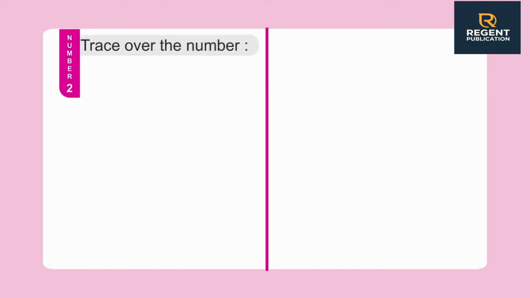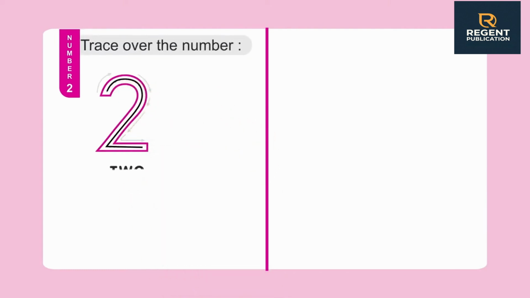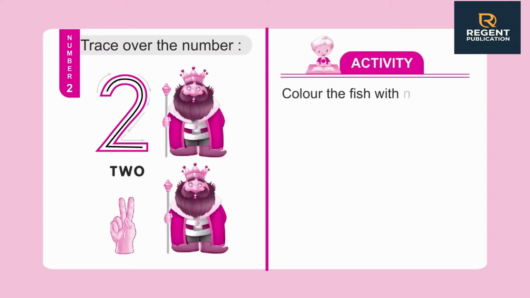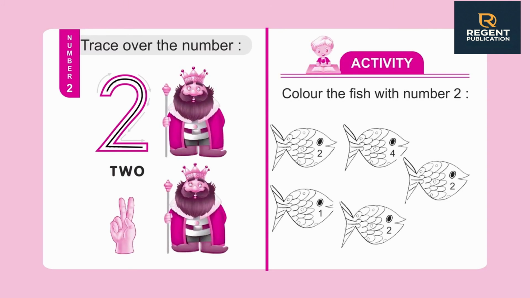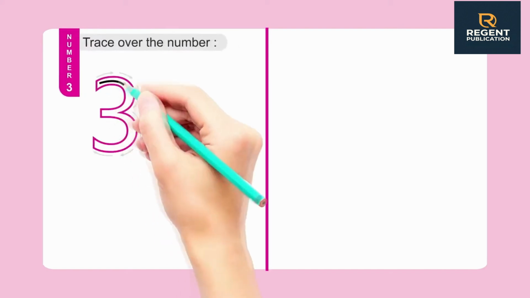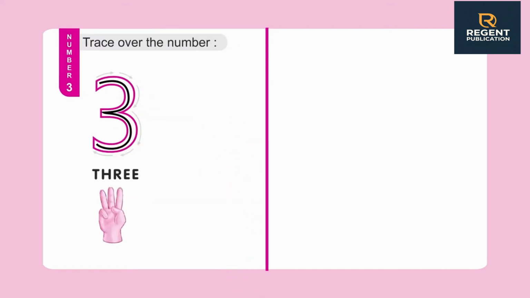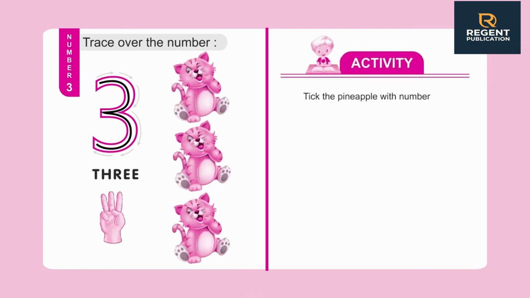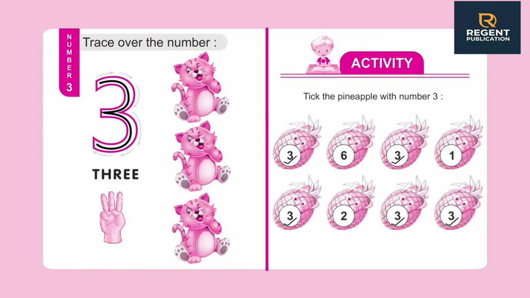Trace over the number 2. Activity. Color the fish with number 2. Practice. Trace over the number 3. Activity. Tick the pineapple with number 3. Practice.